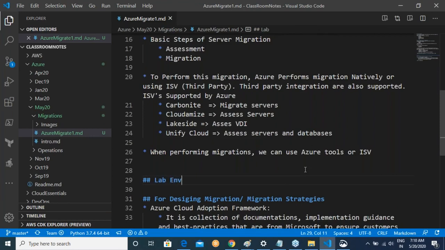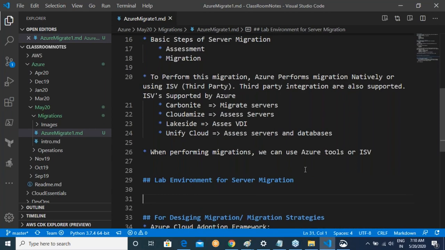the lab environment for server migration. The first one which we are going to speak about is Hyper-V to Azure migration. And remember, all of us will be doing this in the classroom. This migration will be done by each and every one of us, because it can be simulated.